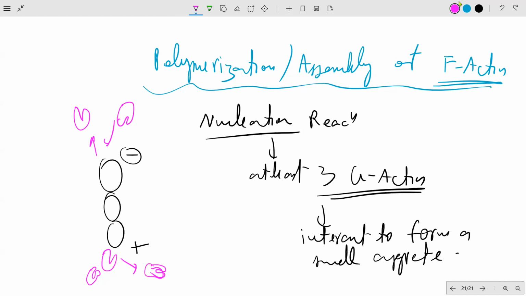So that is why we always say that actin filaments always grow at both the ends by reversible addition of monomers to both the ends. So growth will take place at both the ends by reversible addition of monomers.